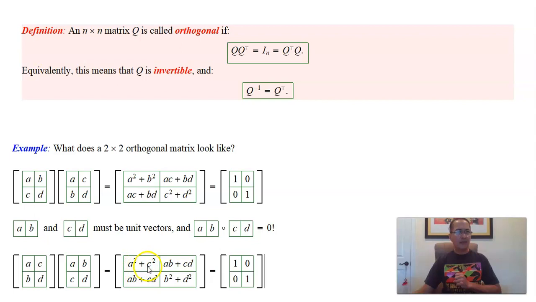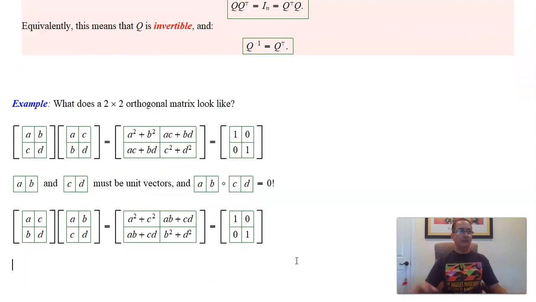But where is A and C? Now column 1 has to be a unit vector. B and D, column 2 has to be a unit vector. And AB plus CD, that's the dot product of the two columns. So this is also true for the two columns of a matrix.